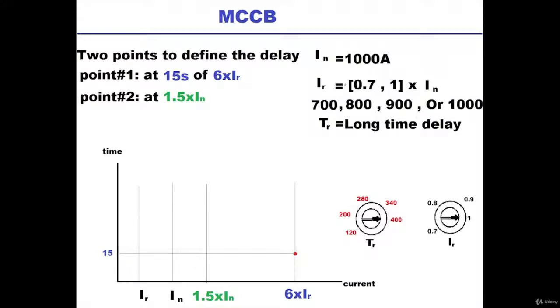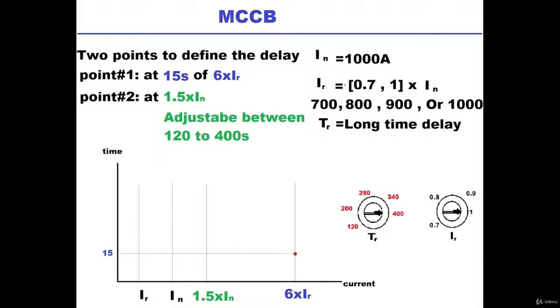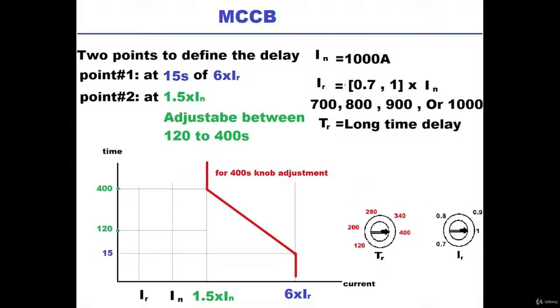circuit breaker. Now that the first coordinate of the second point is defined, we need the second coordinate. And that's the objective of the second screw, TR, or the long time delay. It will shift up and down along the 1.5 IN to define how long at this current value it should stay without tripping. Assume that we chose to stay for 400 seconds. So that means our second point is at 1.5 times IN and 400 seconds. So the trip curve overall will look like this.